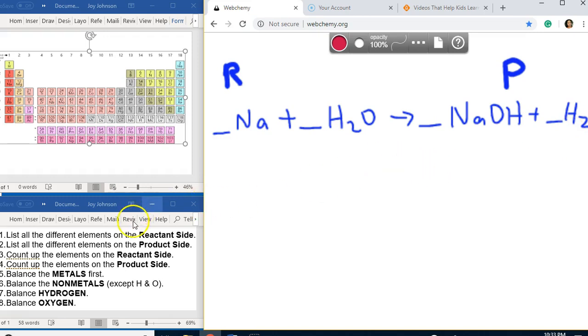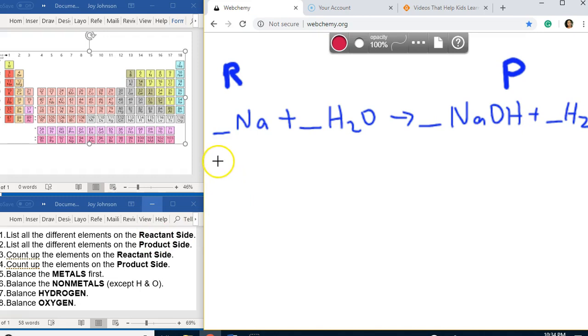The first step in balancing the equation is to list all of the different elements on the reactant side. So this is our reactant side right here. Please remember that you start with the metals first, then non-metals except hydrogen and oxygen, and then hydrogen and oxygen. We're going to need our periodic table to determine which one is a metal and which one is a non-metal.